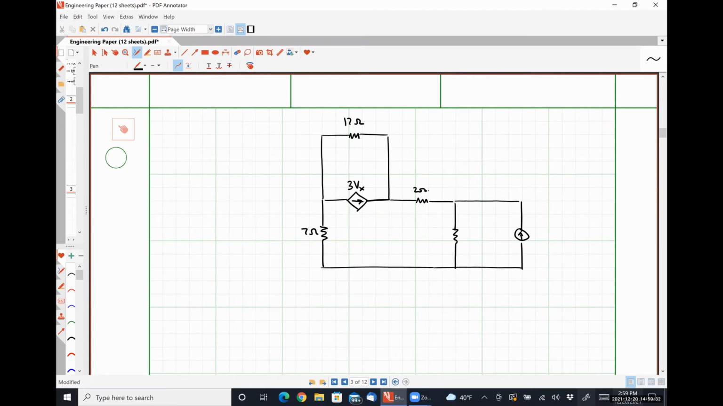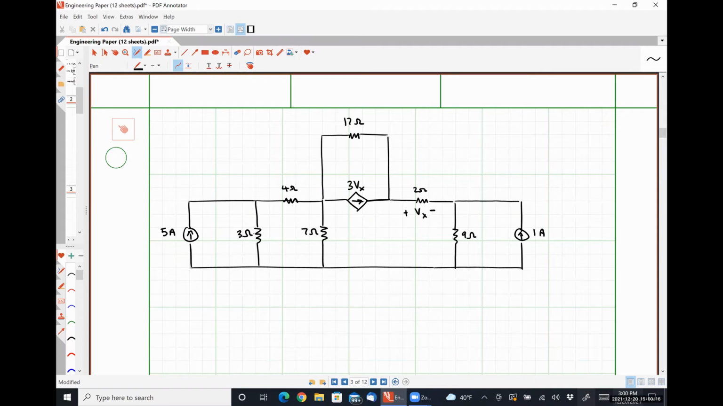So that I have a 2 ohm resistor here, 9 ohm resistor. I'm going to call this voltage Vx, 1 amp source over here. All right, my ultimate goal in this problem, let's say, is to determine that quantity Vx.